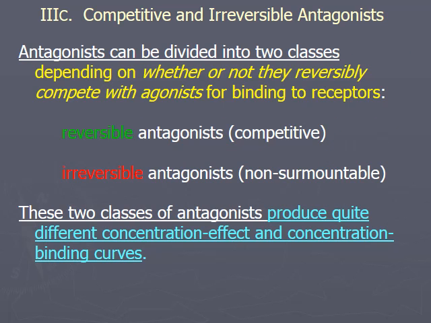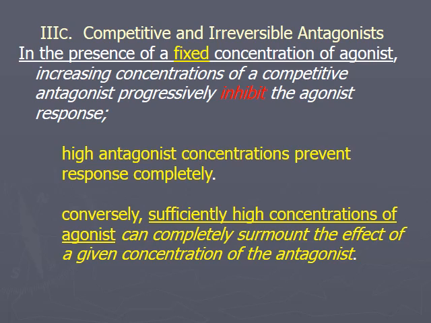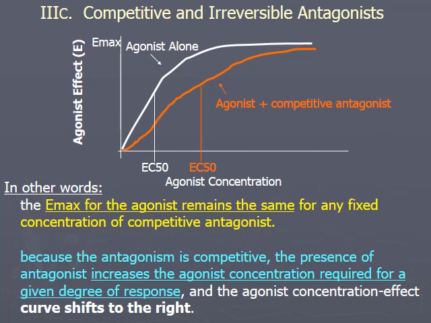We can divide antagonists into 2 classes. Those which are reversible, also known as competitive, compared to those which are irreversible, also known as non-surmountable. And they produce very different concentration effect curves. I'm going to spend a few minutes on the graph; all these words explain what I'm going to say.